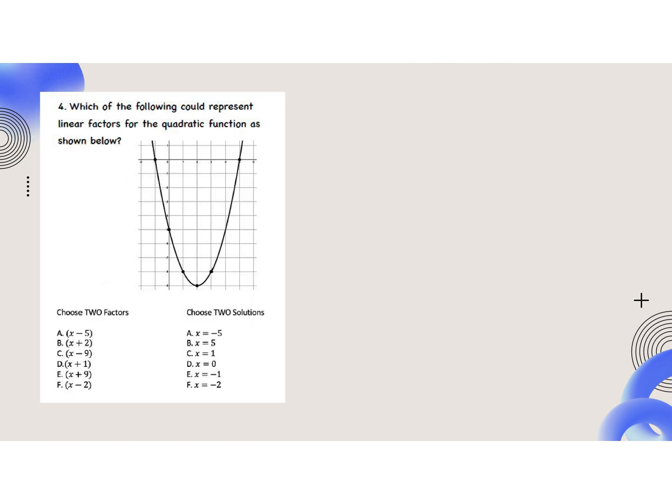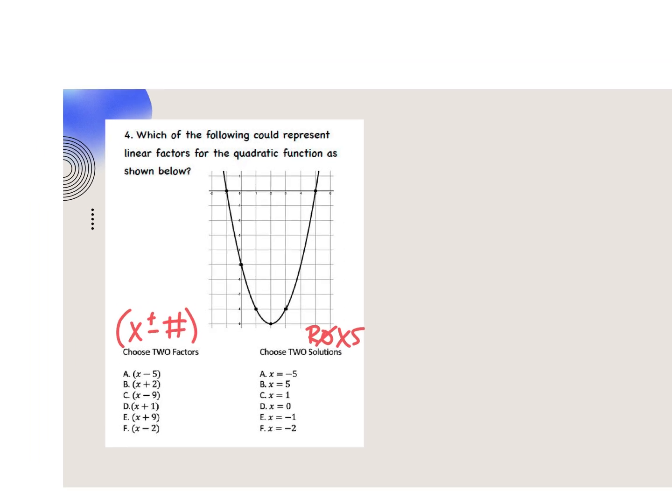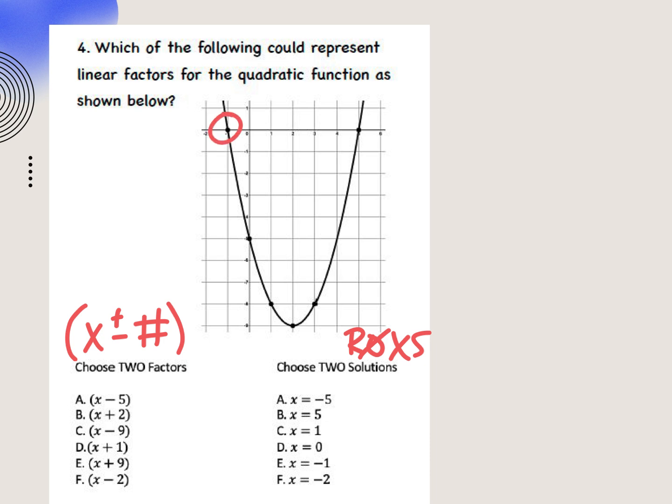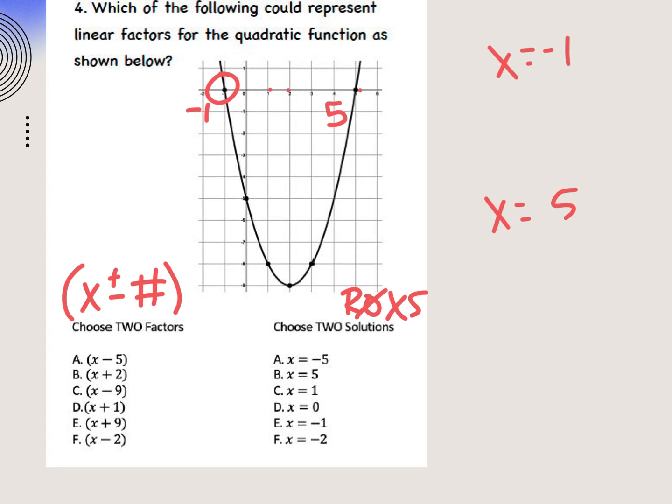For this one, you have a graph, and it's asking you to find the roots. So we're going to look at the graph for that, and then we're also going to write the factors. And remember, factors mean that we have our x and our number on the same side. So when I zoom in on this, I can see I have a root at negative 1, and I also have one at 1, 2, 3, 4, 5. So x equals negative 1. And x equals 5. So I can come down here and I can say, okay, it's going to be b and it's going to be e.